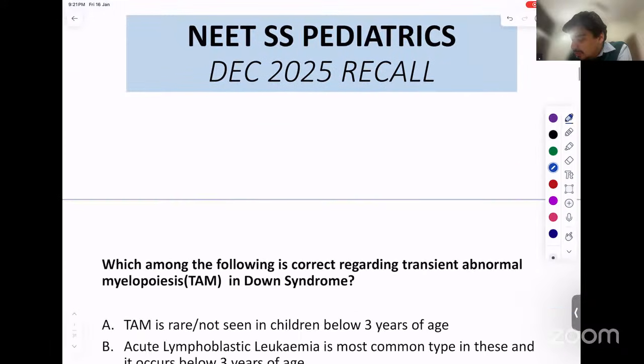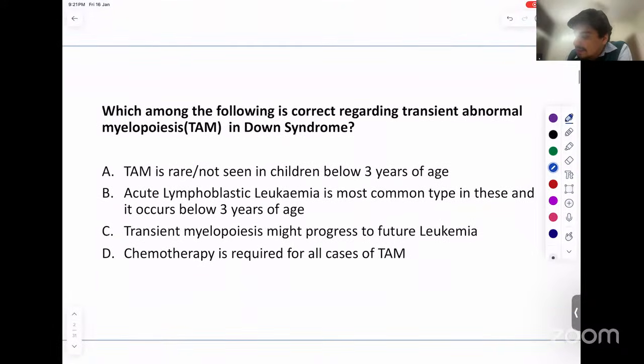So, the first question I'm going to discuss: which of the following is correct regarding transient abnormal myelopoiesis in Down syndrome? Although this is not exactly a previous year question, I would call it a previous year topic repeat. Down syndrome and leukemia has come up thrice: in 2023, 24, and last year. For 3 continuous years they have asked about Down syndrome and leukemia related to Down syndrome. This is a trend that they are asking again and again.